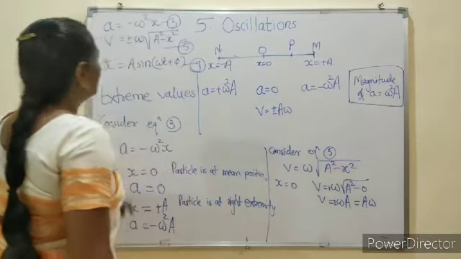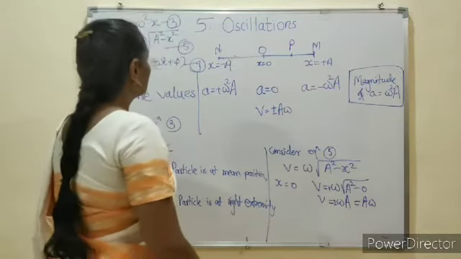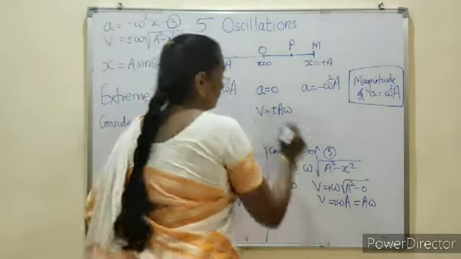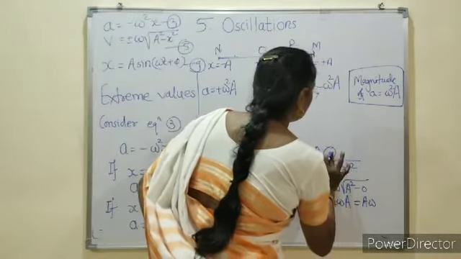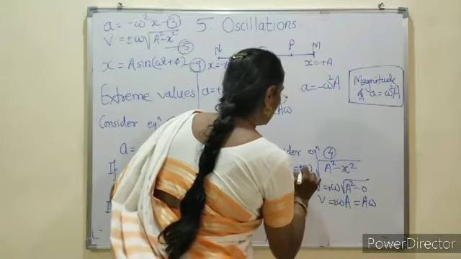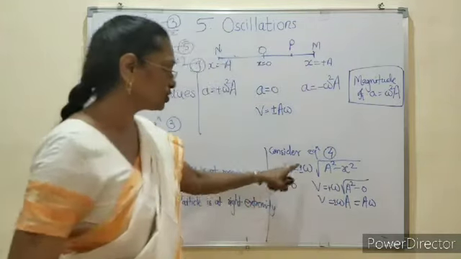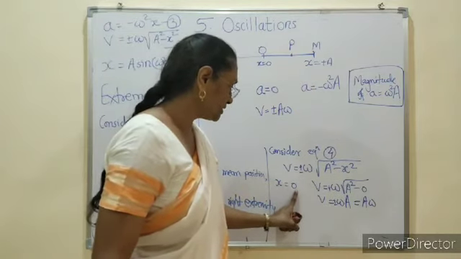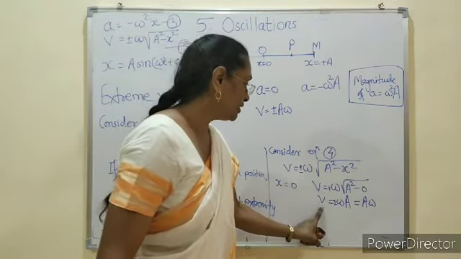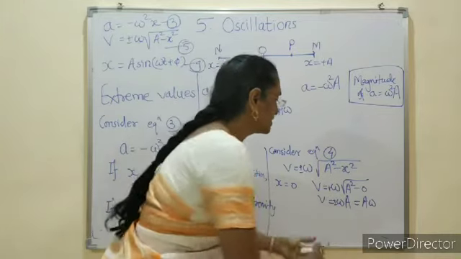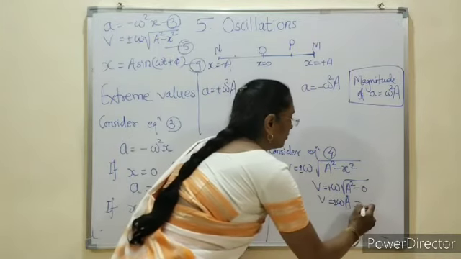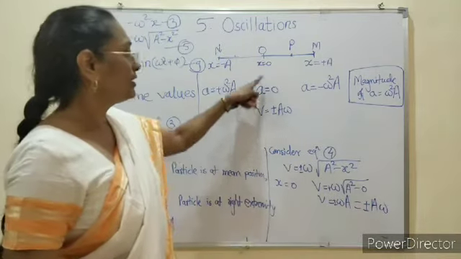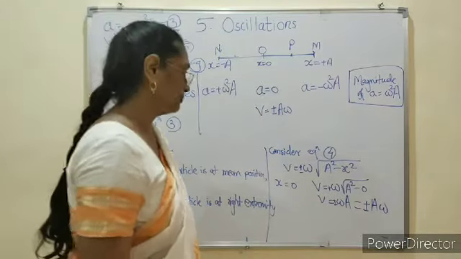For this we have taken equation number 8. Instead of 5 we take it as equation number 4. That means we have to use V is equal to plus or minus omega under root. Putting x is equal to 0, we get V is equal to plus or minus A omega when the particle is at mean position.